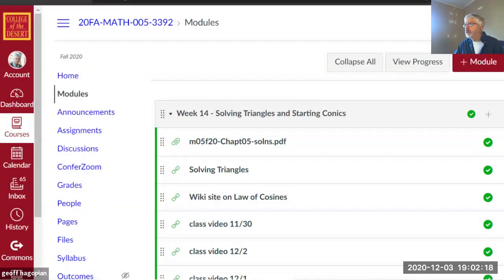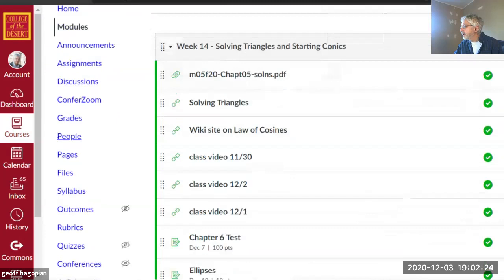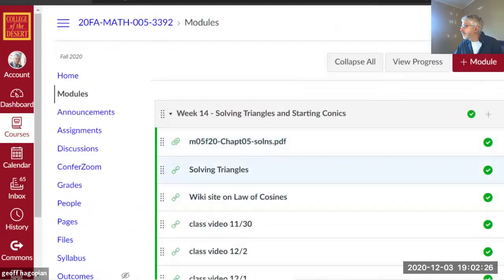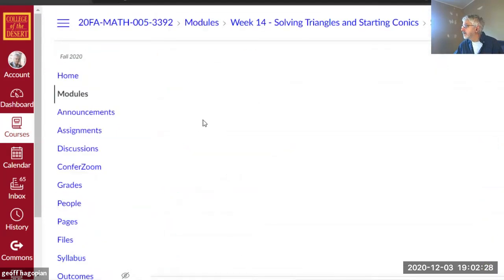Okay, so we want to go to speaker view and choose me so I can see what I'm doing. And we're going to go to solving triangles. And number 8 was the question.